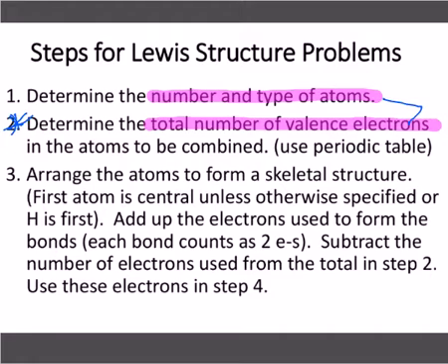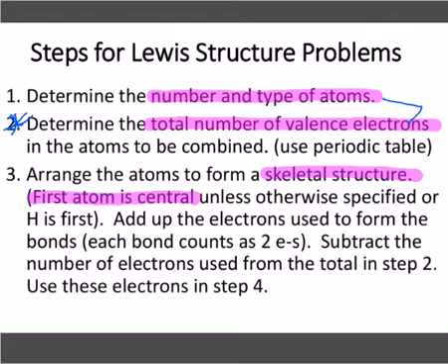Once we have our total number of electrons, then we're going to make what's called a skeletal structure. This is going to sound confusing, guys. You will see what I mean when we practice. The first atom in our formula is the central atom, unless otherwise specified, or hydrogen is written first.